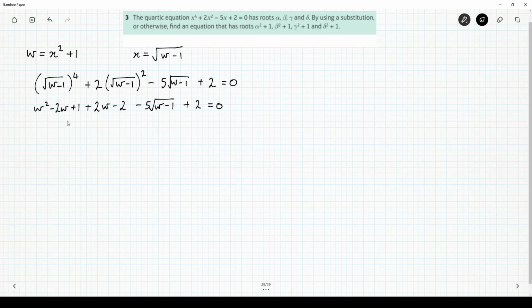So if we just collect what we've got, w squared. You see that the minus 2w and plus 2w actually cancel out. Then we end up with 1 minus 1, 1.